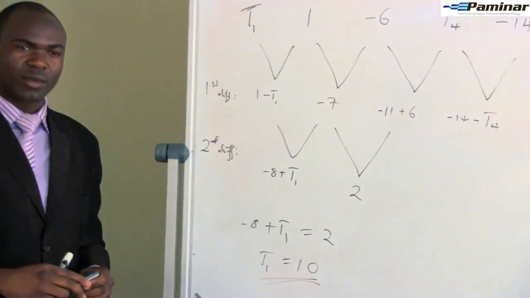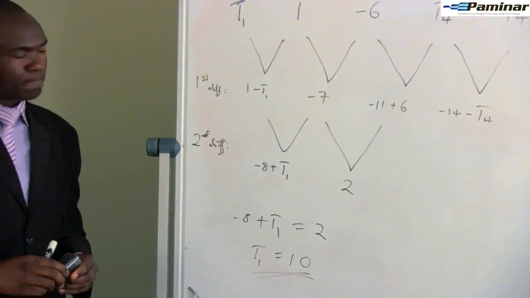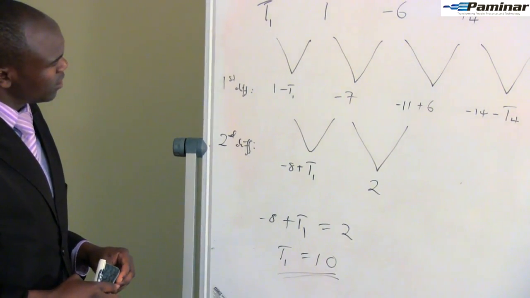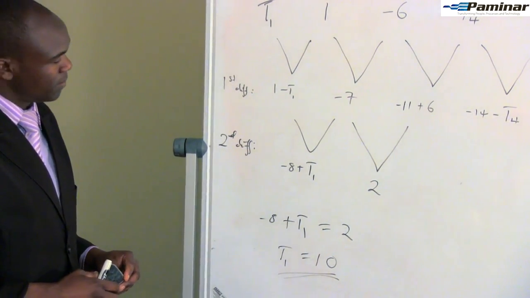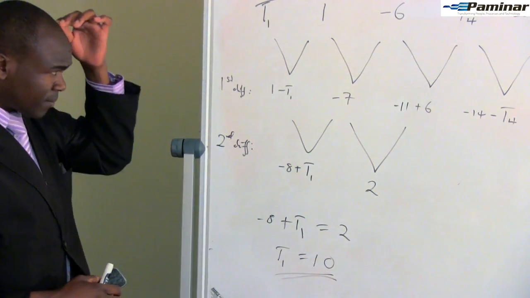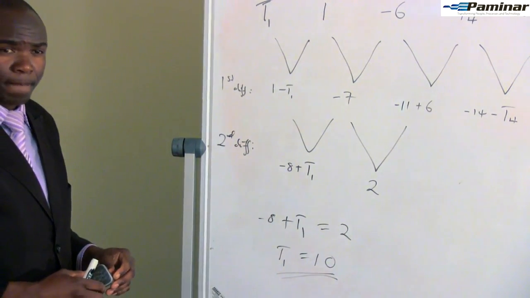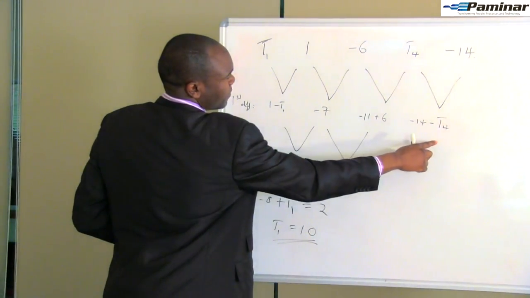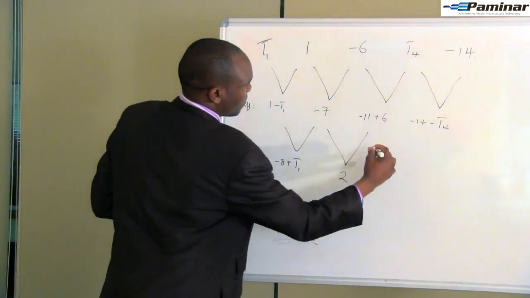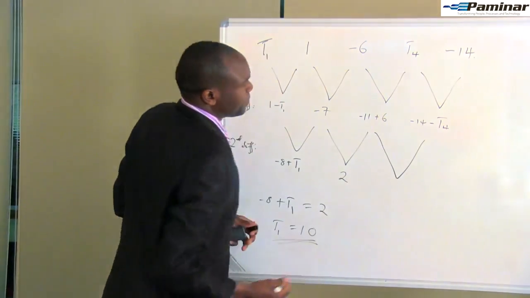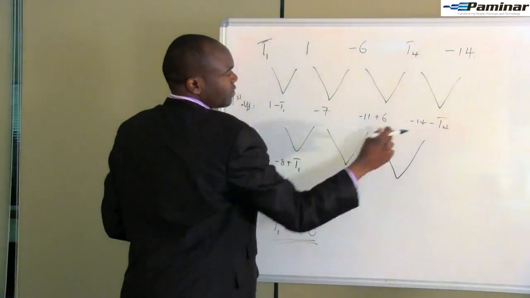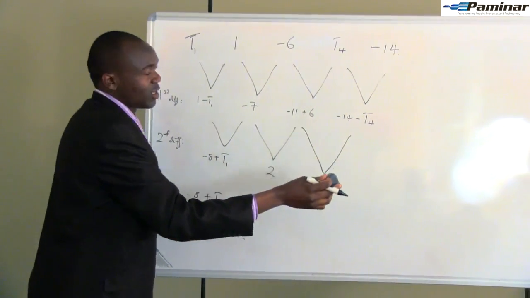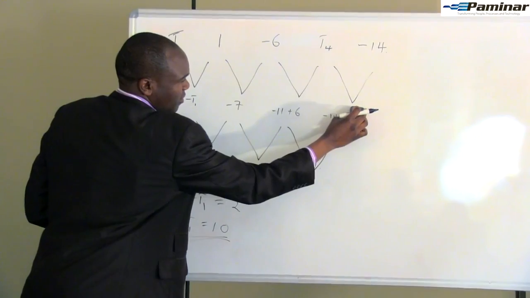You can ask a question. I wanted to ask about the difference between minus 7 and 1 minus T1, which is minus 8 plus T1, right? Yes. And then the next one is 2. Why are we looking for the difference on the third part, on this one again? This one will be what now? Plus 11, right? So what are we going to get? 2.